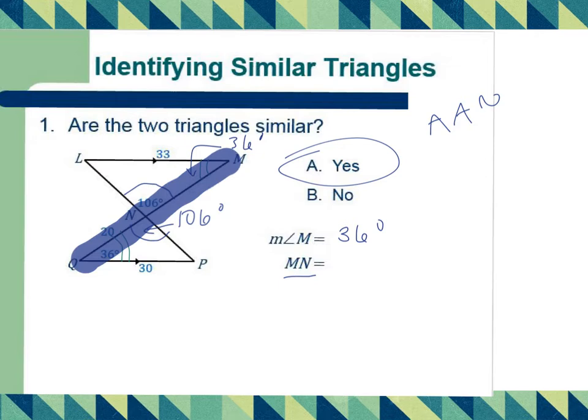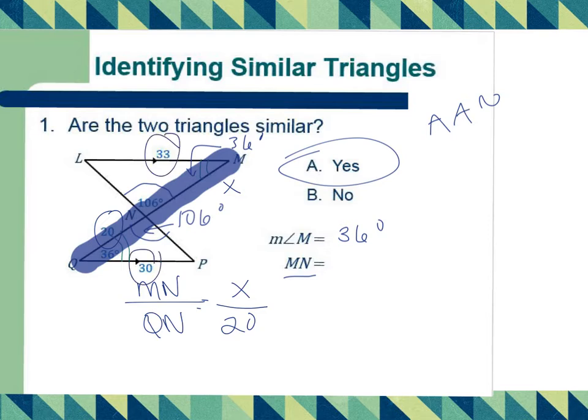So when we go to set up that relationship, whatever MN is, I'm just going to call it X. The ratio of X over 20, because I'm comparing MN to QN, has to be equal to another known ratio. And we can get the similarity ratio for these two triangles from these two sides that are corresponding. So this must be equal to 33 over 30. Once we write our proportion, we can cross multiply. There might be other ways to solve this, but it's always safe to cross multiply.